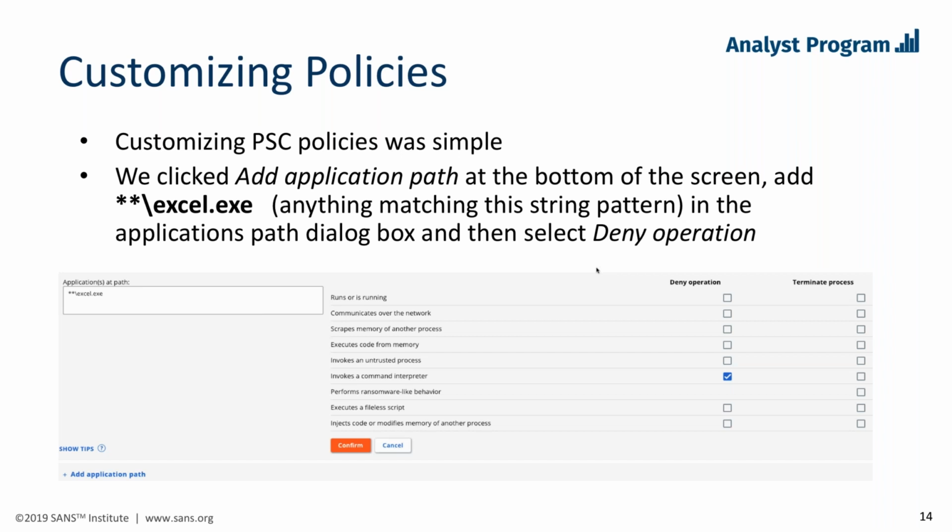And what we did was match anything that came out as excel.exe and then selected the deny operation. So you can see this, we don't want to see Excel, in other words, invoking command interpreters like PowerShell. There's just no good reason for this. So we're explicitly denying that operation because it's not a normal one for us and probably for most organizations.